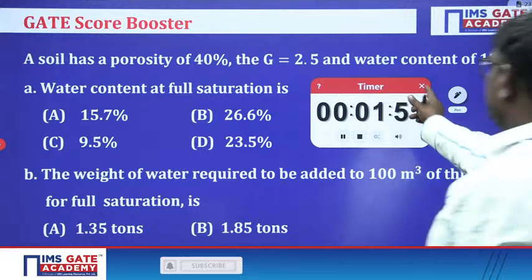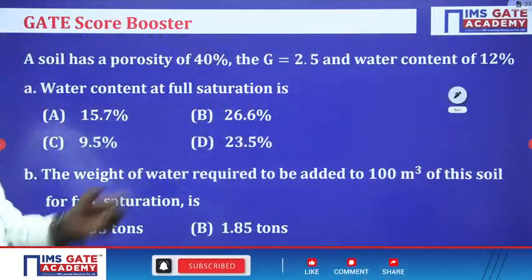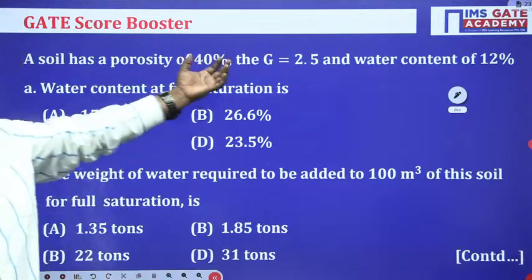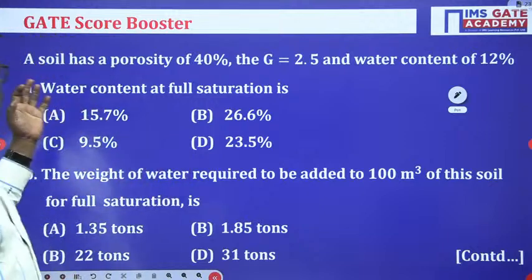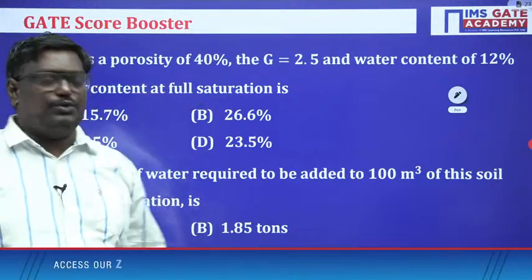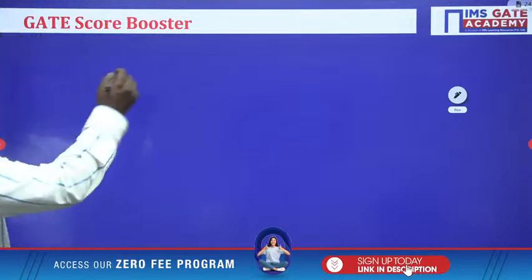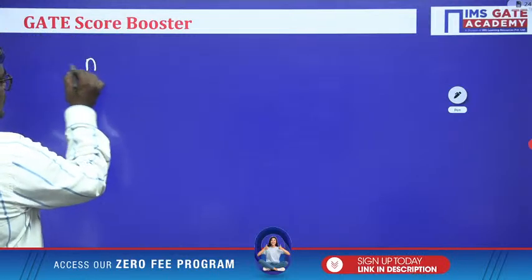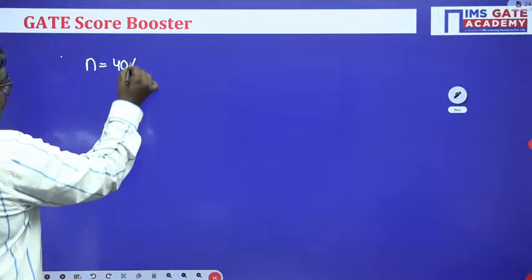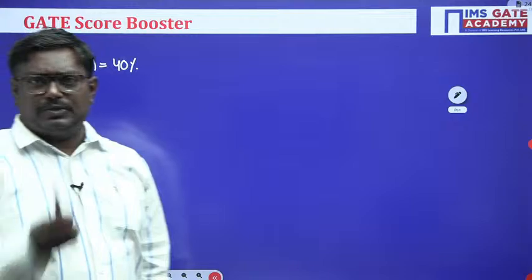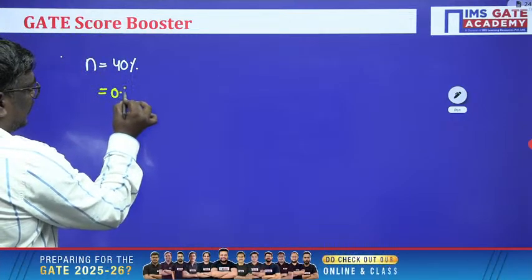Okay, my dear students, here the question is given: a soil has a porosity of 40 percent, specific gravity is 2.5, and water content is 12 percent. What is the water content at full saturation? A soil has a porosity of how much, sir? 40 percent. When the soil has 40 percent porosity, you can write it as 0.4.